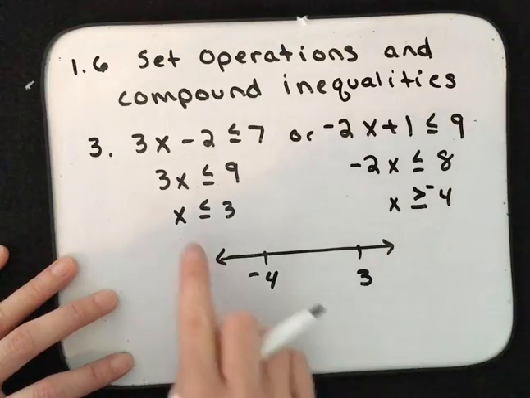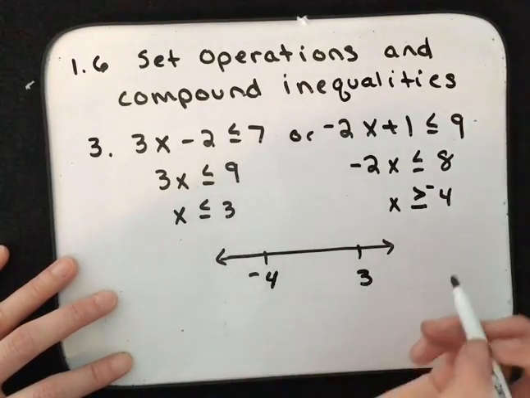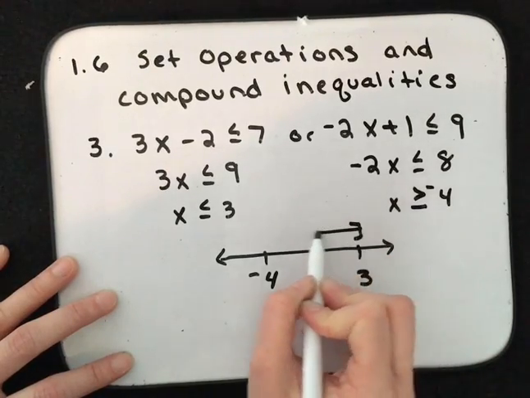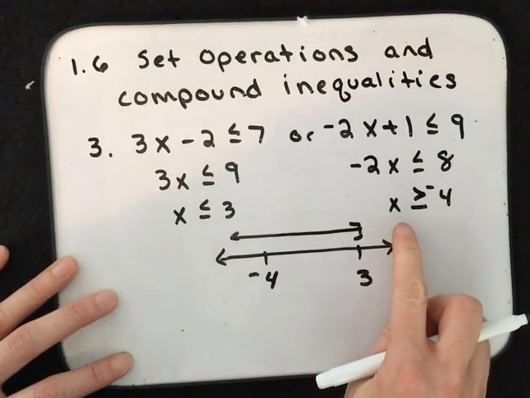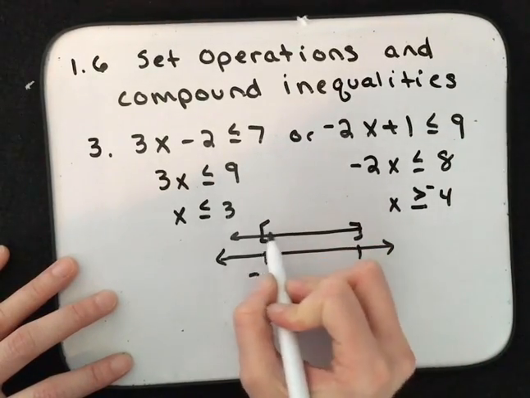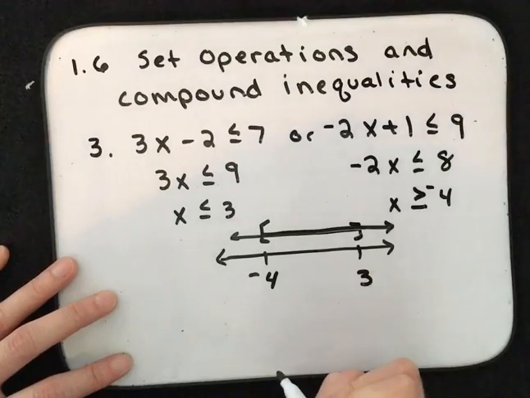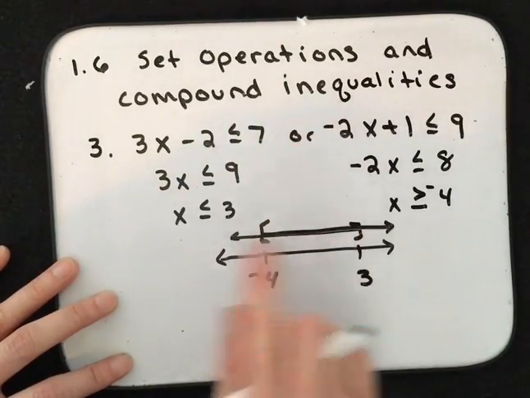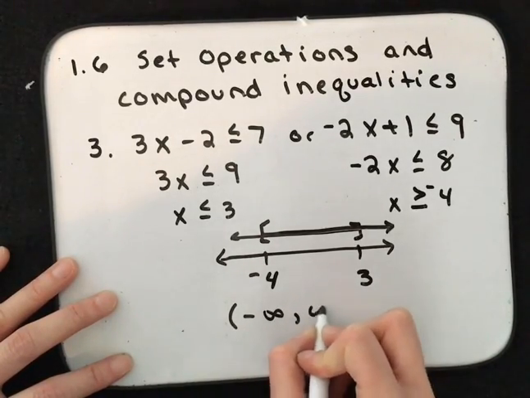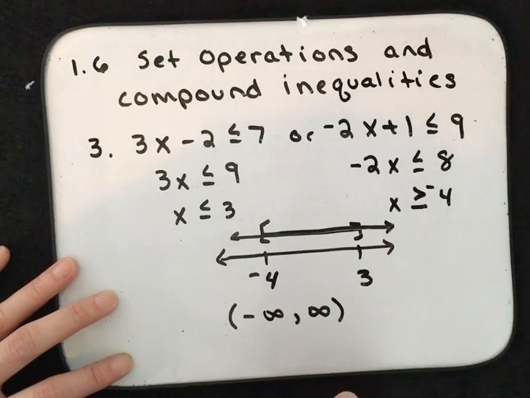There. X is less than or equal to 3. So that means I have a hard bracket and anything this way. And here we have x is greater than or equal to negative 4. So I have a hard bracket and anything that way. So it's going to give me all real numbers. See how it's or? So we're looking for either case to be true. So that means my interval is negative infinity through infinity.